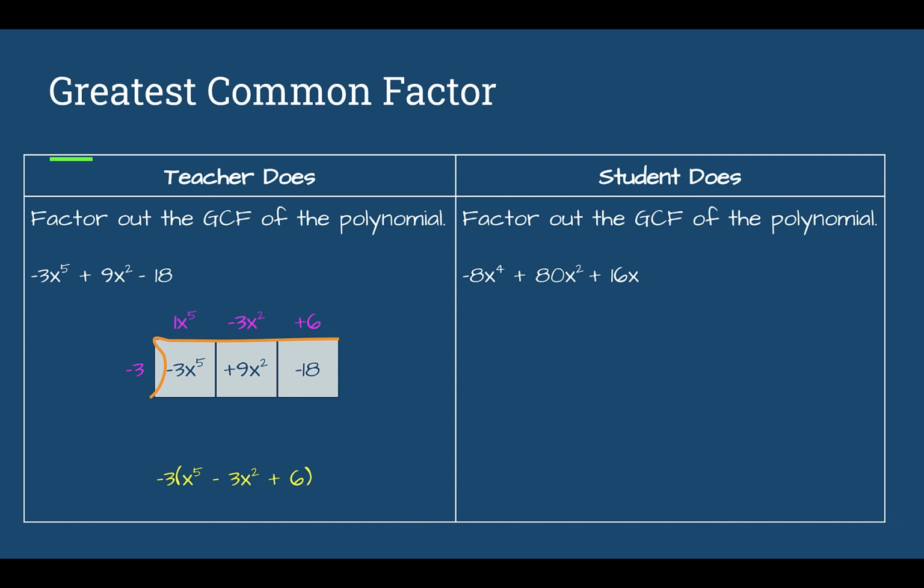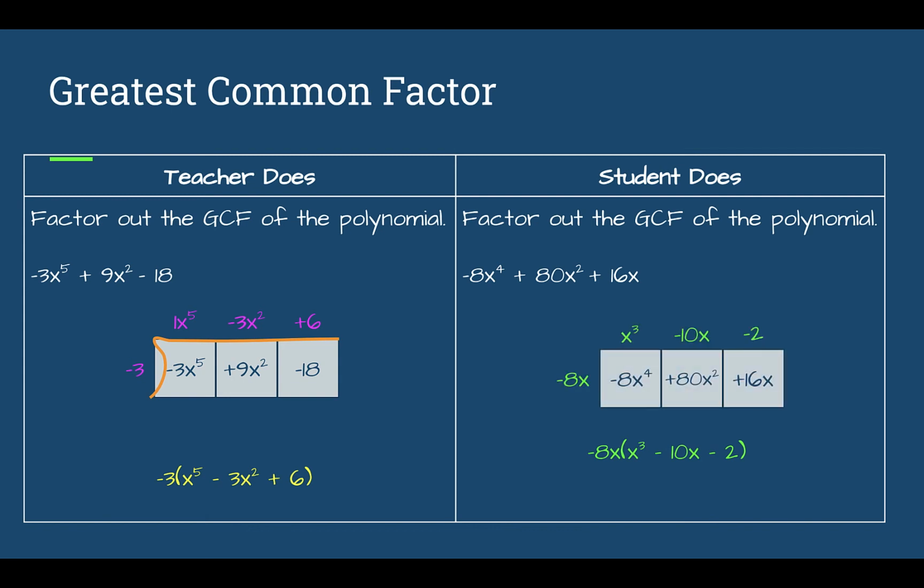Now it's your turn. Pause the video, factor out the GCF from this polynomial, write it with your GCF out front and your quotient inside the parentheses. Let's check. You should have got -8x as your GCF, and then x to the 3rd minus 10x minus 2 inside the parentheses as your quotient.